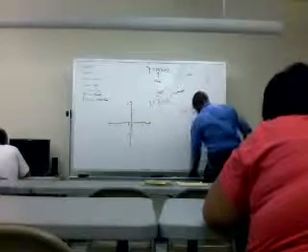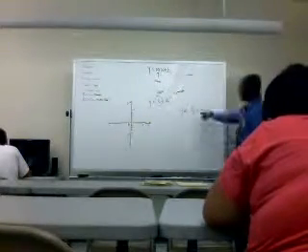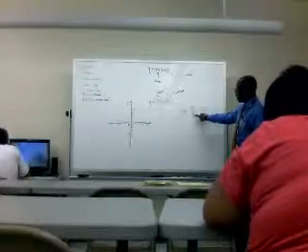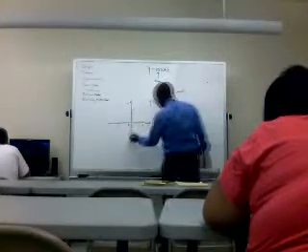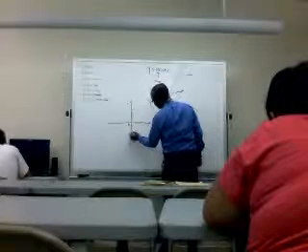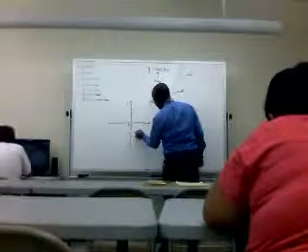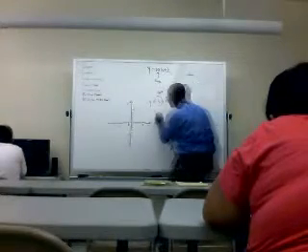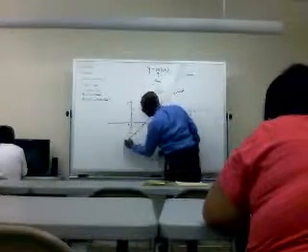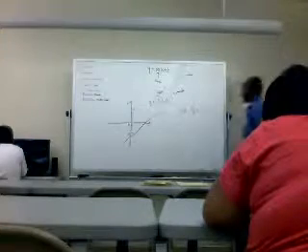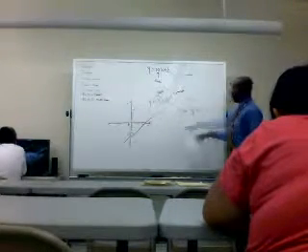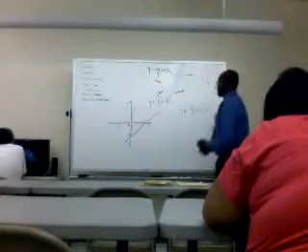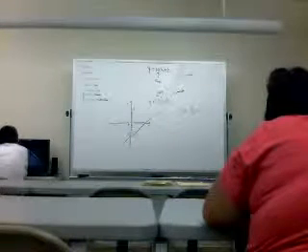From there, we know how the slope works. The slope says that we go up 2 and then over 3. So we go up 2, 1, 2, then over 3, 1, 2, 3. So that's our second point. And then we can just draw the line, assuming I have to draw a straight line. Okay, so from this, you can always find your graph. Okay?